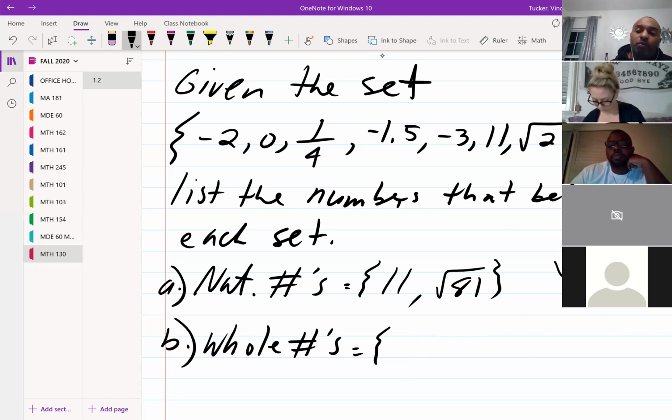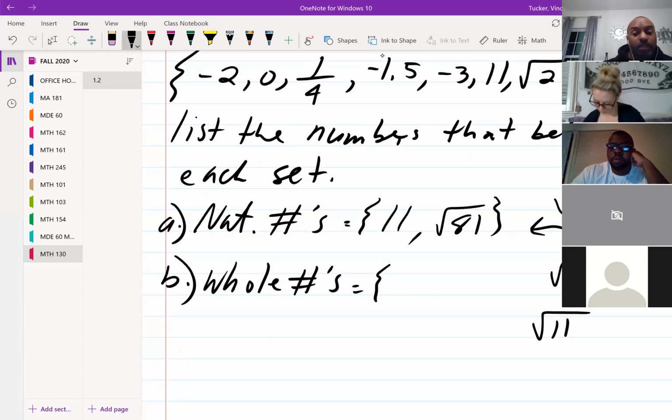Same thing as if I had the square root of 49. If I had the square root of 49, that's 7. So 7 is a natural number. But the square root of 5 is a decimal. So I couldn't use that as a natural number.